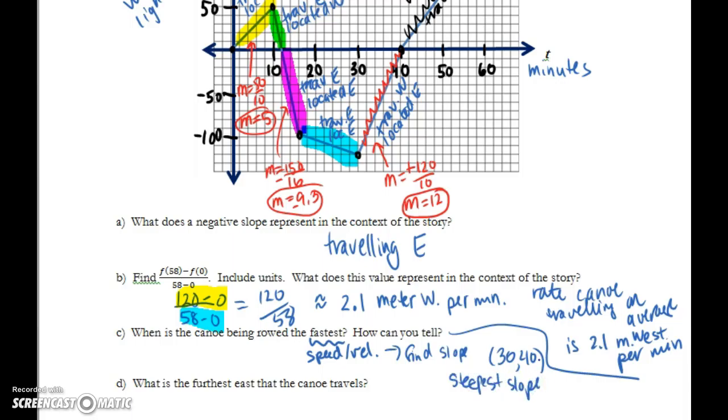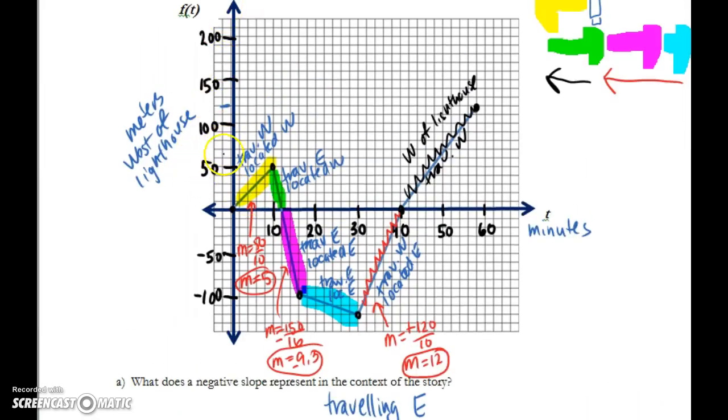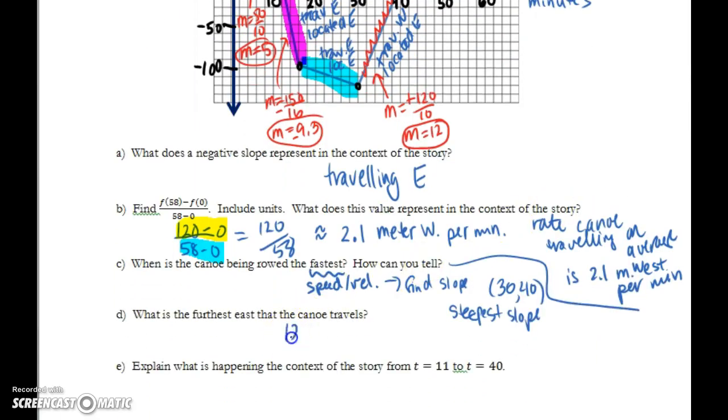The next question is, what is the furthest east that the canoe travels? Well, the positive side here is west, the negative is east. So what's the most negative value? It looks like it's a negative 120 meters. And so it looks like it travels 120 meters east at a maximum.